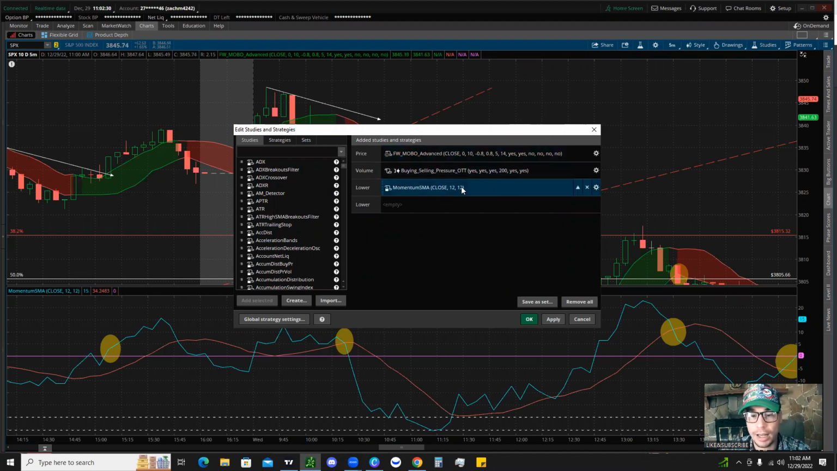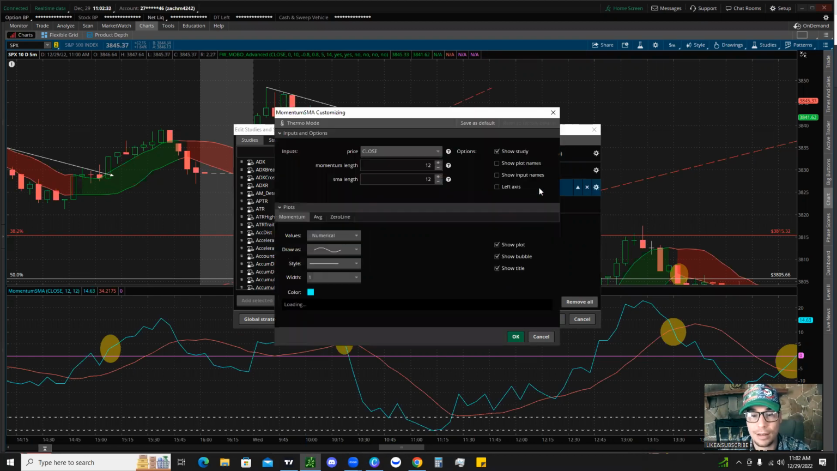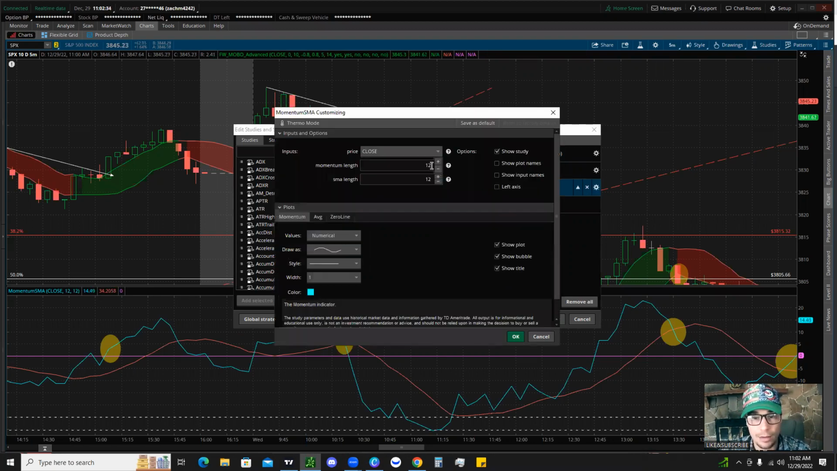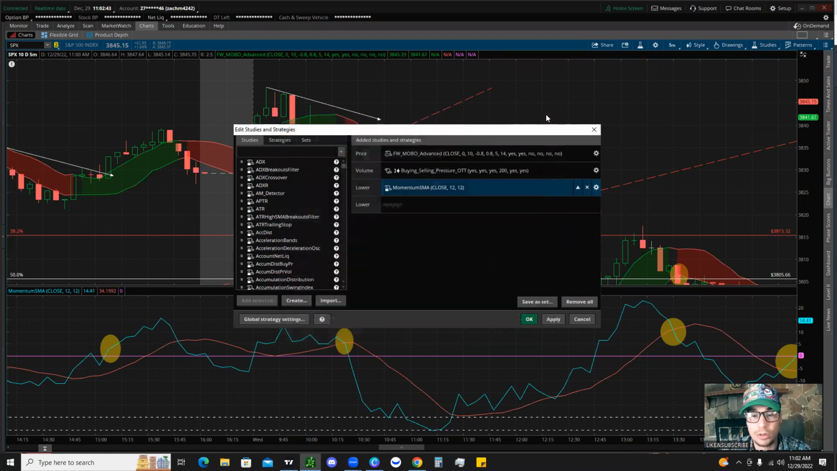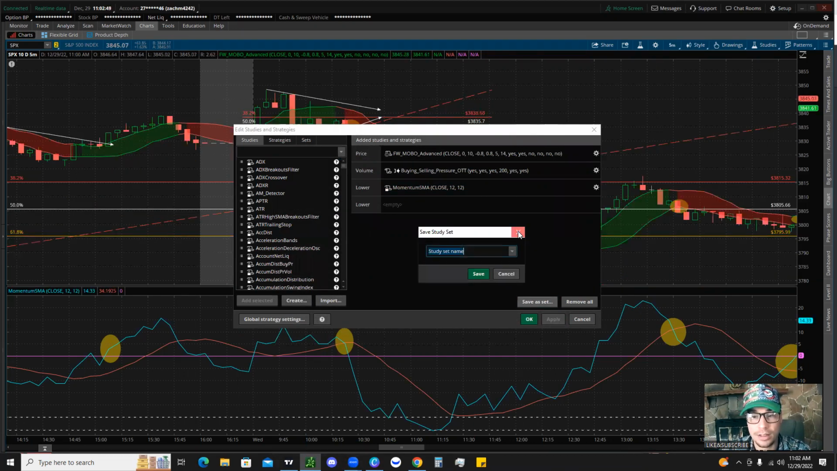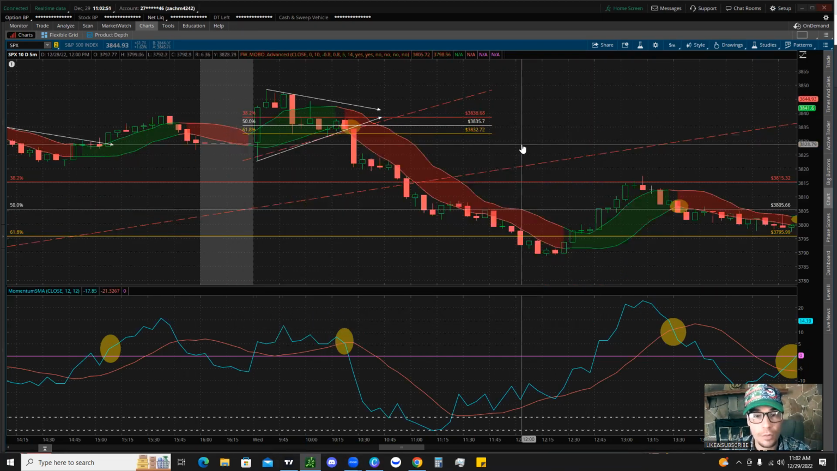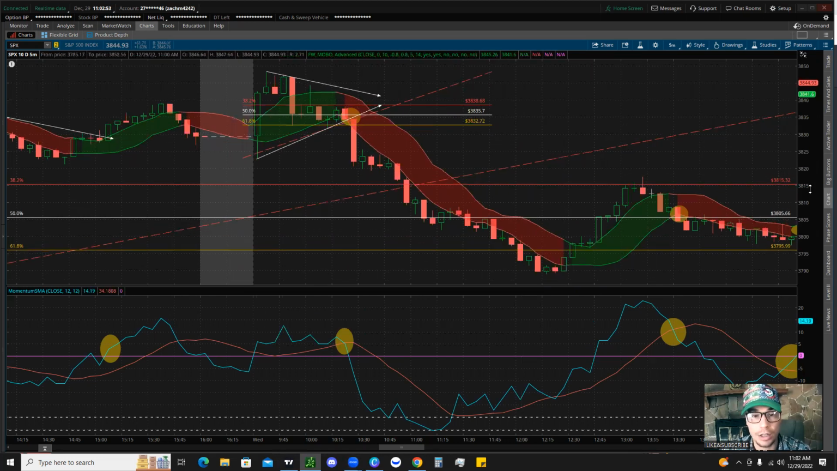The next one we're looking at is going to be the momentum SMA. So you just type in momentum SMA, and you want to change the length to 12. Okay, so you want to change the length right here to 12, and you want to change the SMA length to 12. Those are the only 2 different things that you'll need to change. You can hit apply, and you can save it as a set. All right, I have this set saved as momentum trading, and you could do something similar yourselves as well.